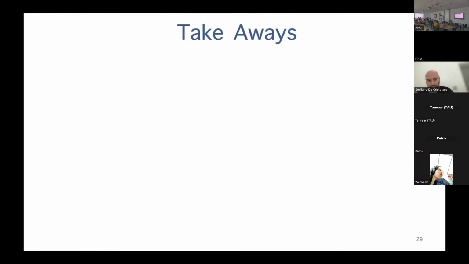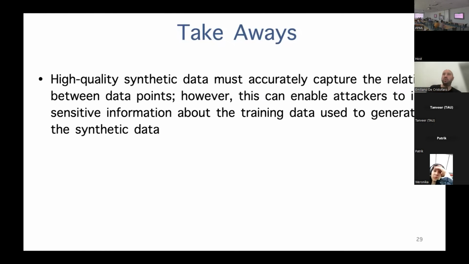So overall, the takeaway from these case studies on genomic data is that high quality synthetic data, in particular in genomics, needs on the one hand to accurately capture the relations between data points. But when you do that, you also enable attackers to infer sensitive information about the training data that was used to generate the synthetic data. So there is a big conflict, right?